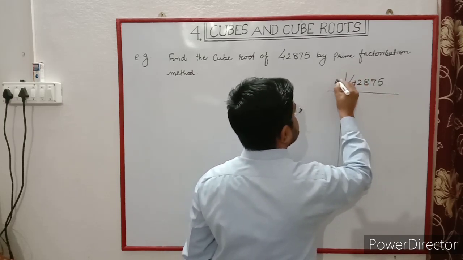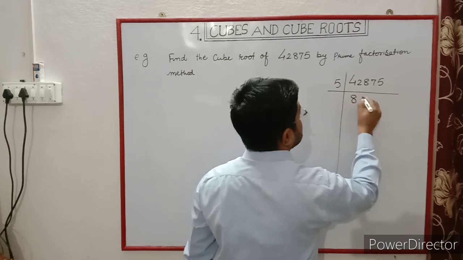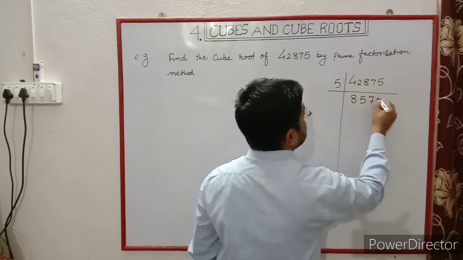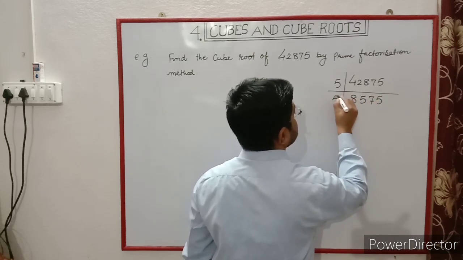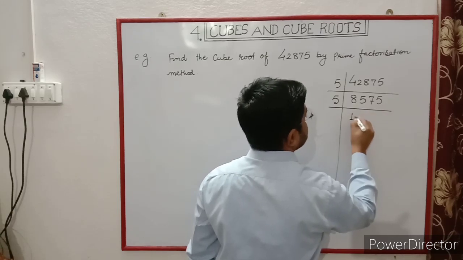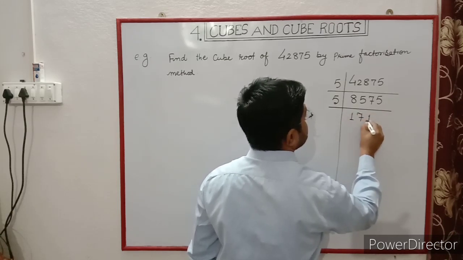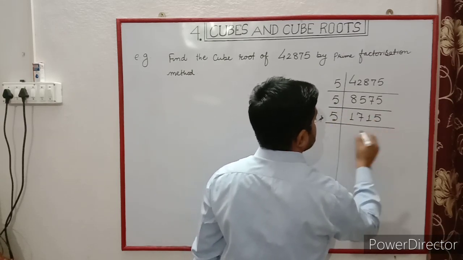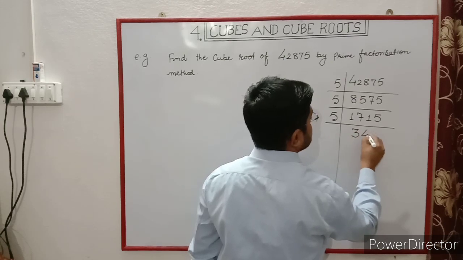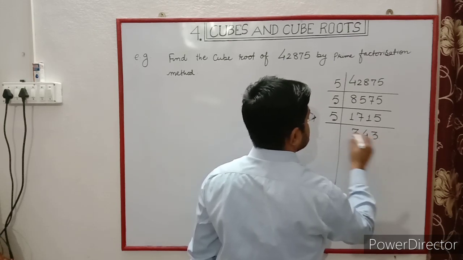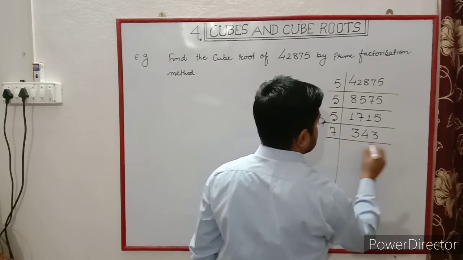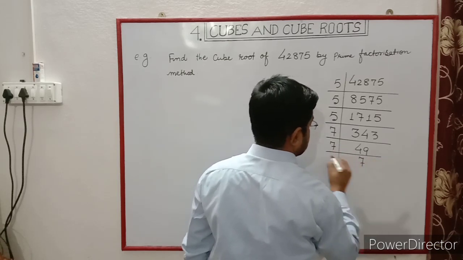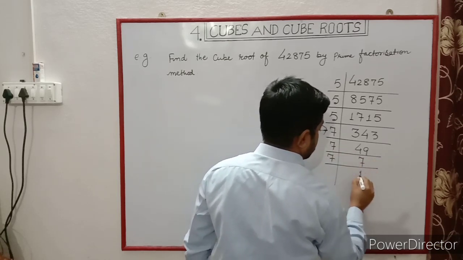So divide by 5, 5 8 is 40, 5 5 is 25, 5 7 is 35, 5 5 is 25. Again divide by 5, 5 1 is 5, 5 7 is 35, 5 1 is 5, 5 5 is 25. Again divide by 5, 5 3 is 15, 5 4 is 20, 5 3 is 15. Again divide by 7, 49. Again divide by 7, 7. Again divide by 7, 1.